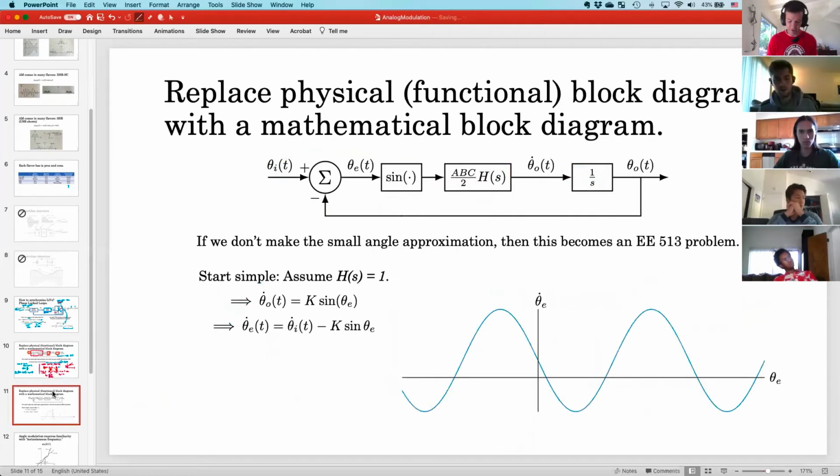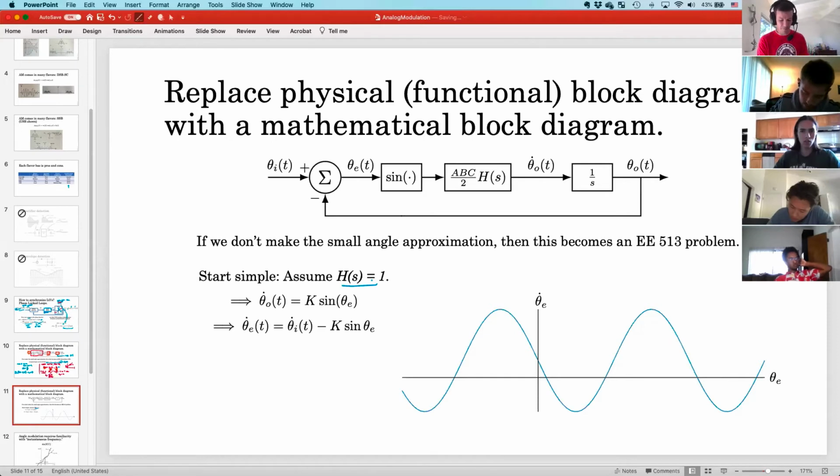Okay, so now that we're so comfortable with 302 type subjects, let's kick it up a notch and consider a nonlinear control problem. This would be something that I don't think you would see until 513. I can't make a small angle approximation. I have to deal with a sine inside of my loop. So if I'm going to make that block more complicated, you better believe I'm going to make the other block more simple. So I'm going to assume that my loop filter is just a delta, an impulse.